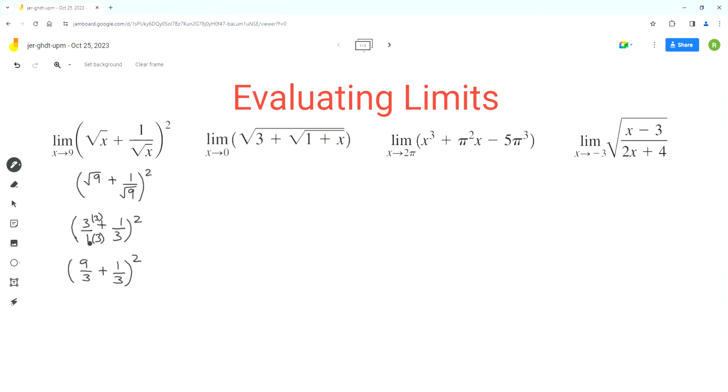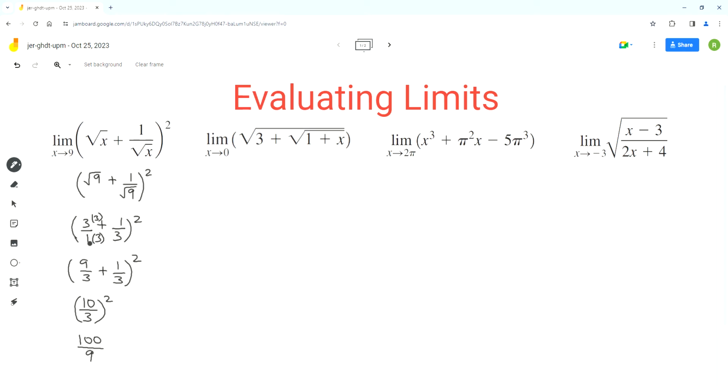Since they have the same denominator, we can add the numerators. So 9 plus 1 is 10. So we get 10 over 3, squared. And now we can square the numerator and the denominator. So we get 100 over 9. 10 squared is 100 and 3 squared is 9. So this should be the final answer for the value of this limit.